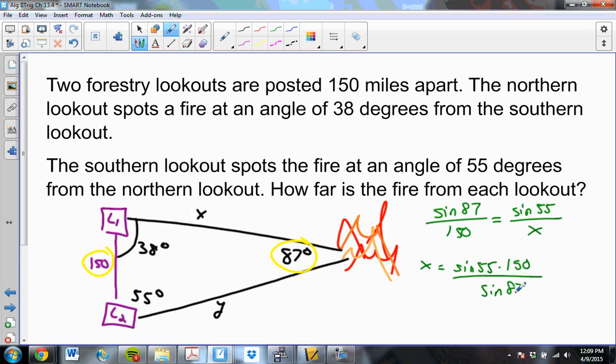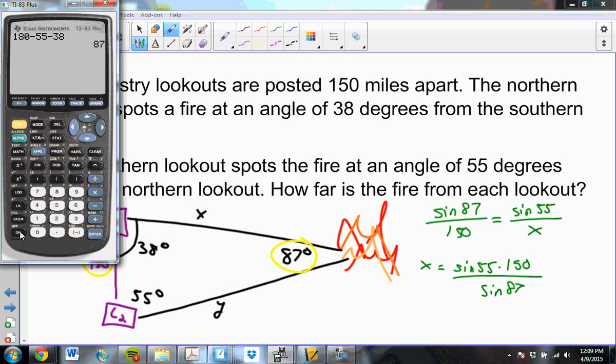Just plug that into my calculator. Make sure that you are in degrees and not radians. Every time I restart my calculator, I have to check that. Yours probably shouldn't have to. Sine of 55 times 150 divided by the sine of 87. The distance is 123 miles.